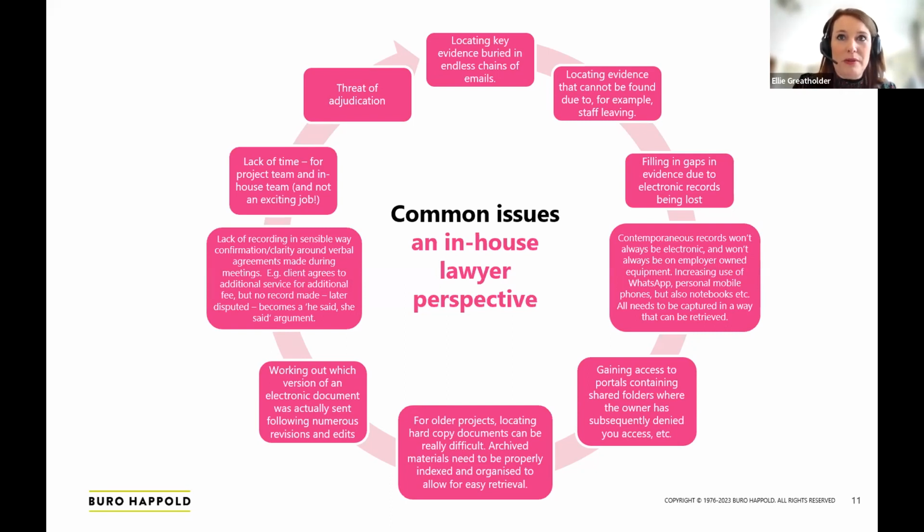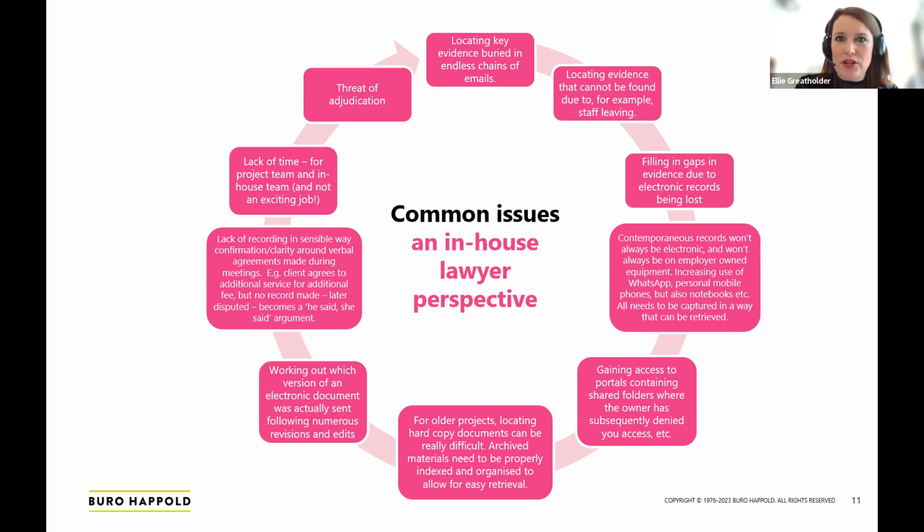Contemporaneous records won't always be electronic, and they won't always be on employer-owned equipment. So this is my point about people using their own mobile phones increasingly. And I think there's a culture, and a different way that people write and store things on a phone when they're bashing something out in a 5-minute gap between meetings than they might if they were sat at a desk writing something formally by email or a letter. Notebooks, what do we do with those? All of these things add to the complication.